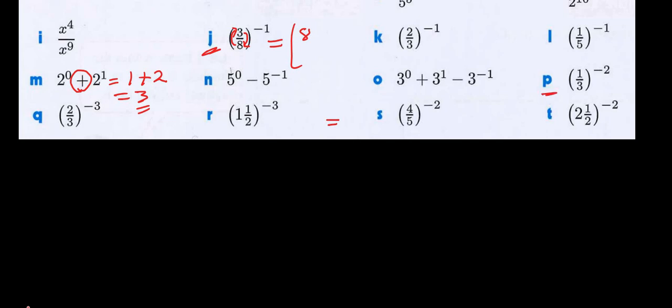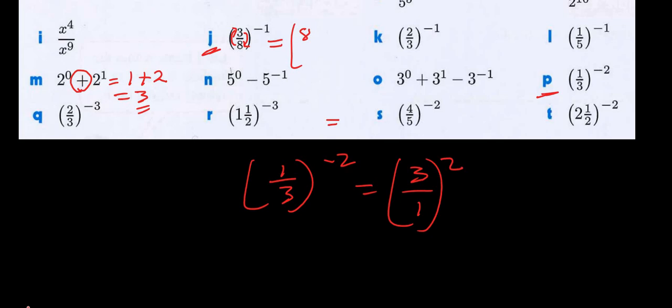So question P, we have 1 over 3 exponent negative 2. We simply change this to a positive exponent by taking the reciprocal of 1 over 3, and that will become 3 over 1. And then you keep the exponent, which is now positive. So 3 over 1 is the same thing as 3, so we have 3 squared. And then the final answer is 9. Great. All right, let's move on to question Q.